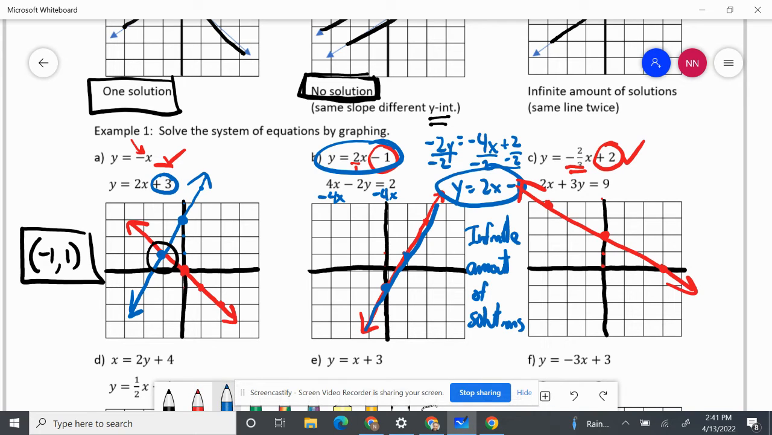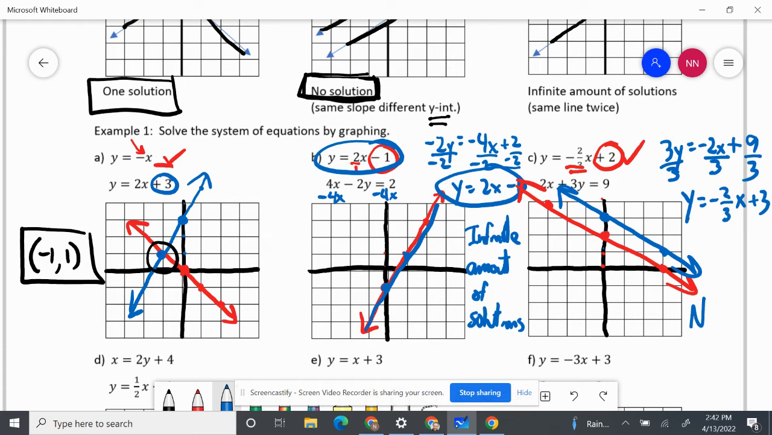For the second equation, I'm going to subtract the 2x. So I have 3y equals negative 2x plus 9. I divide by 3, and I have y equals negative 2/3 x plus 3. So my y-intercept is 3. My slope is negative 2/3, so I go down 2, to the right 3. And what we see are two parallel lines that don't cross. So this right here would be no solution.